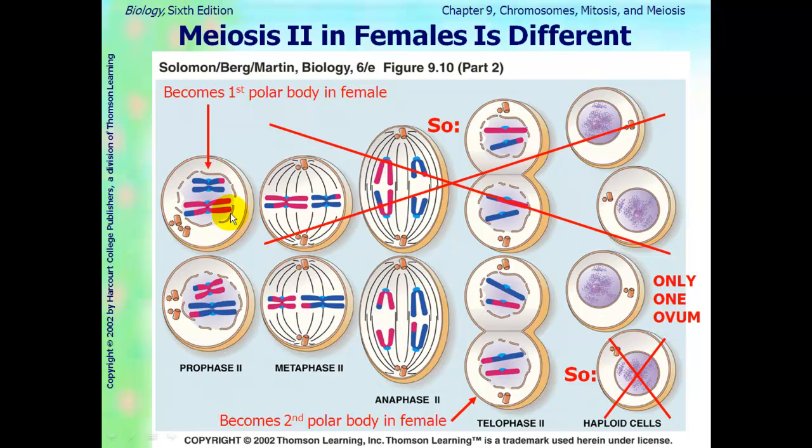Here is meiosis 2. Here's prophase 2. This actually becomes the first polar body in female. But what they're trying to show you is that out of the 4 cells that result, only one is going to survive. One egg. These 3 cells, which are called polar bodies, are not going to survive because this one is going to be larger. It's going to get more of the cytoplasm, more of the nutrients. So this one is going to survive the process.